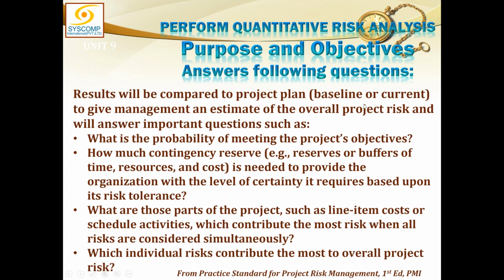Results will be compared to the project plan, baseline or current, to give management an estimate of the overall project risk and will answer important questions like: what is the probability of meeting the project objectives? How much contingency reserve is required, as far as the buffers in time, resources and cost are concerned, to provide the organization with a level of certainty it requires based upon its risk tolerance? What are those parts of the project, such as line item cost or schedule activities, which contribute the most risk when all risks are considered simultaneously? Which individual risks contribute the most to overall project risk? This is exactly in line with what I have been talking about. So you have to find that risk which is contributing the most to overall project risk, so that it can be selected for further response planning.